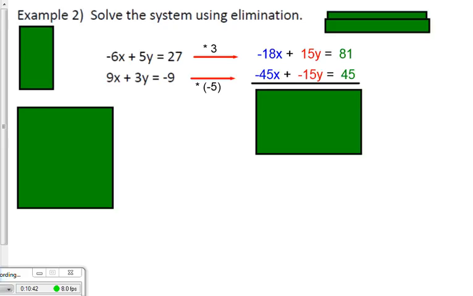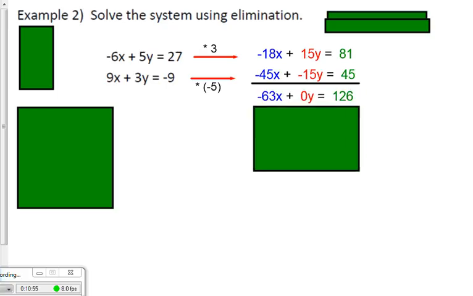Now that we've changed both of our equations to something new, now is when we add them up, just like our normal elimination method. So negative 18x and negative 45x becomes negative 63x. Positive 15y and negative 15y become 0y, and 81 plus 45 becomes 126. So when we add our two equations together, this is our new equation that we're looking at.